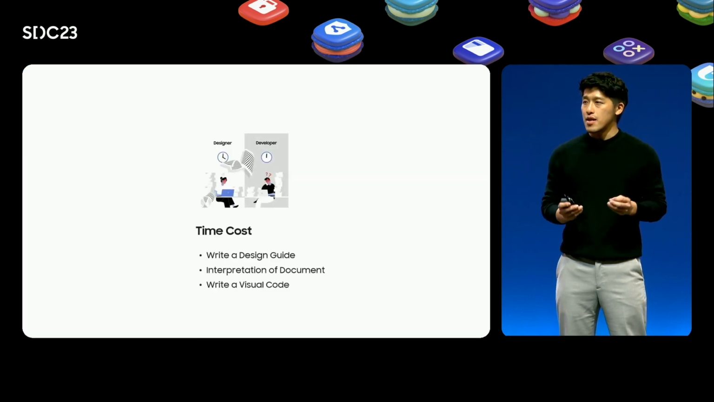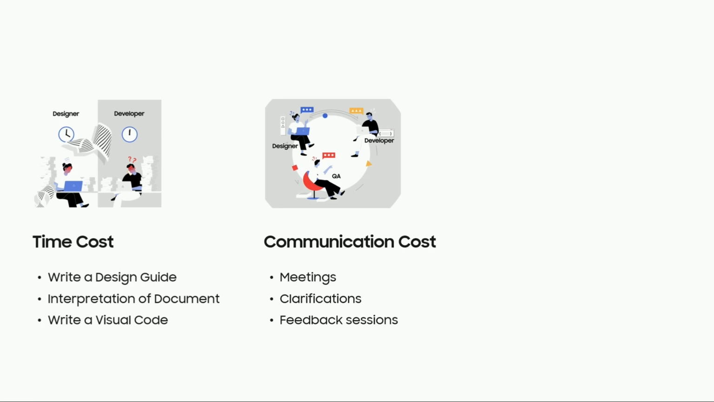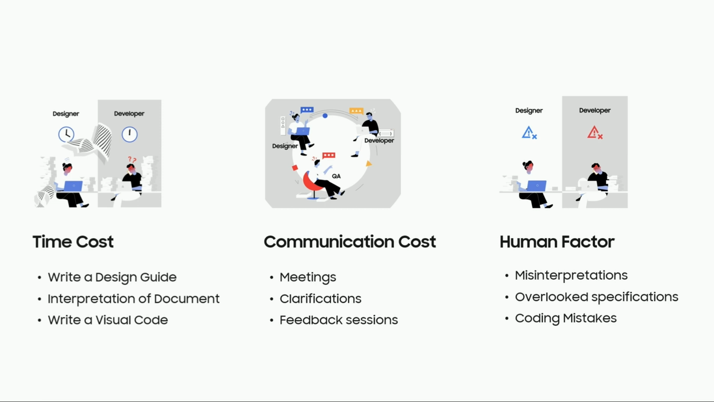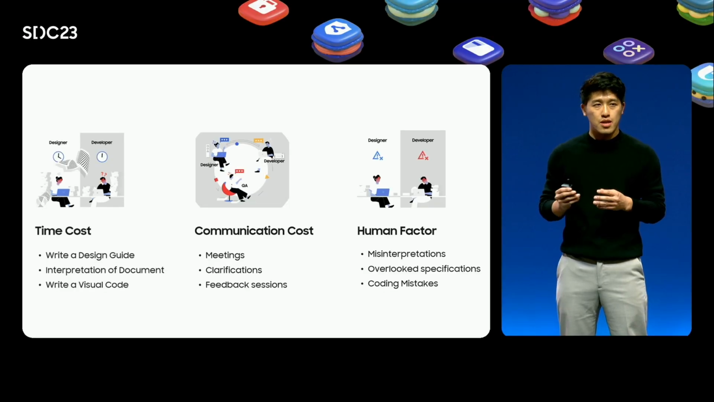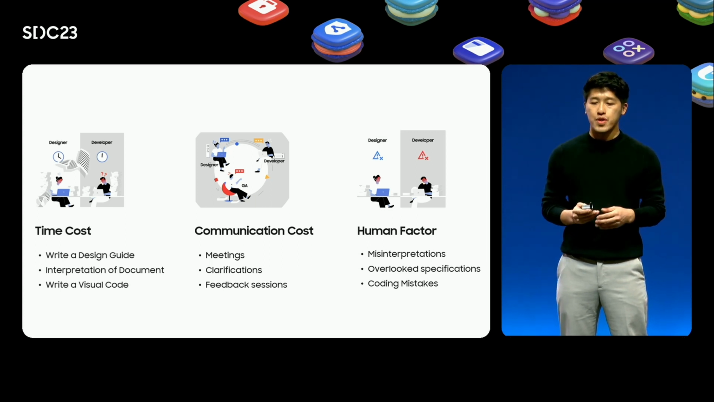So both designer and developer invest significant time in this process, and there is a communication cost of meetings, clarification, and feedback sessions between designer and developer. And there is a human factor. The misinterpretation of design elements, overlooked specifications, and coding mistakes lead to rework and impact the final product quality and functionality.